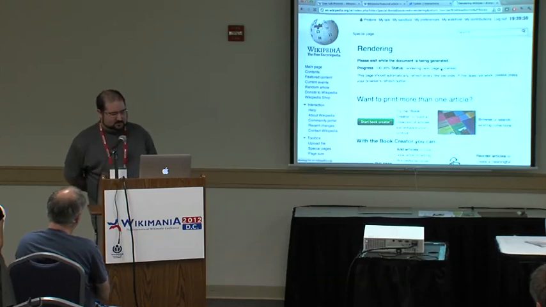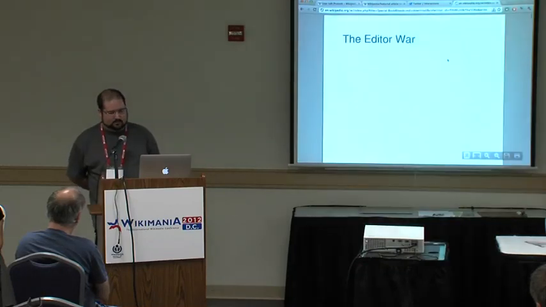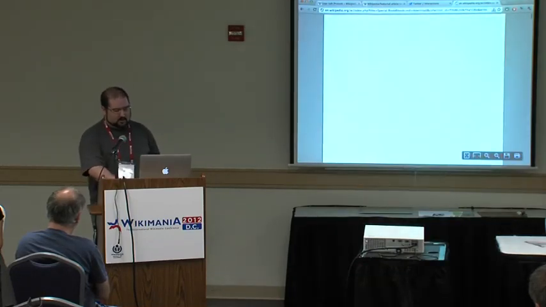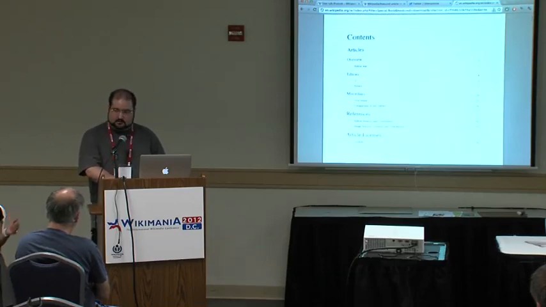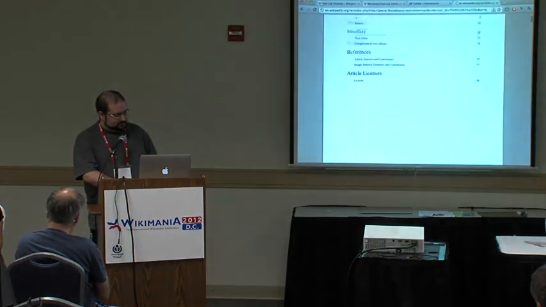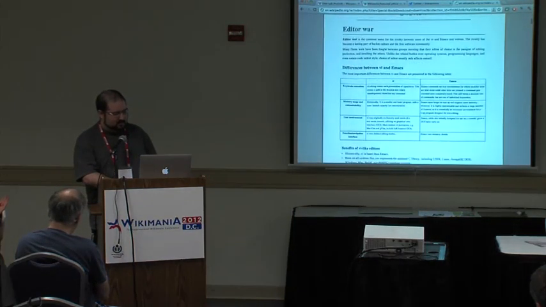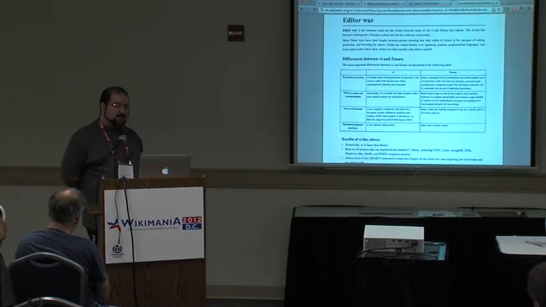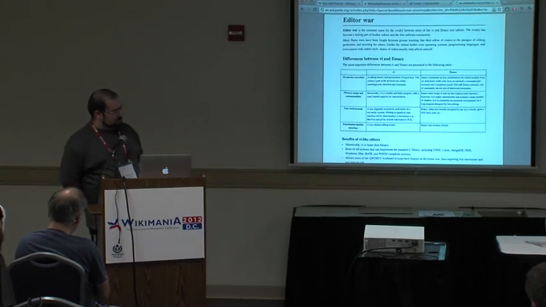And now it's done, so we only have to download it. So download the file. It's about 1.5 meg, and there it is, the editor war. So we can go down, and there is a table of content, fully indexed. And here's the overview. I made a typo. Oh, well. So the editor war is the common name for the rivalry between users of the VI and Emacs text editors. And so basically, that's what a book looks like when you print it in PDF.